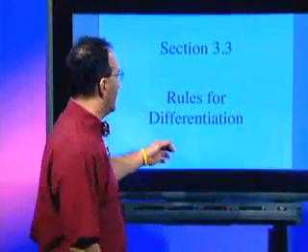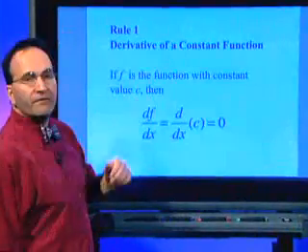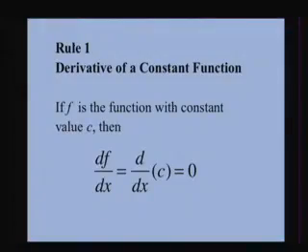Let's dive right in. Derivative of a constant function. If f is the function with constant value c, then df/dx, which is the derivative of c, is equal to 0. So the derivative of a constant is 0.